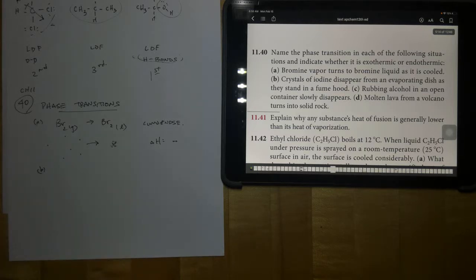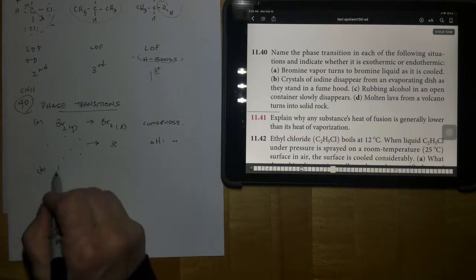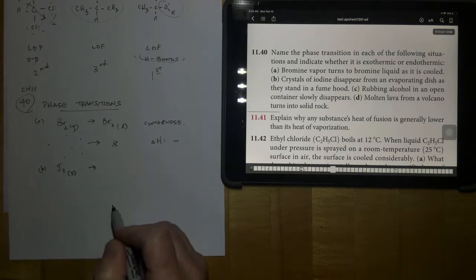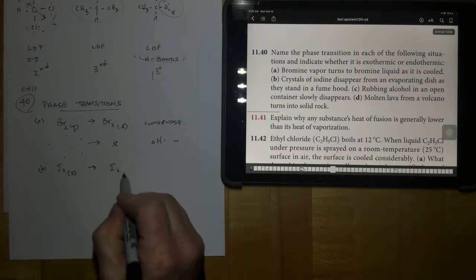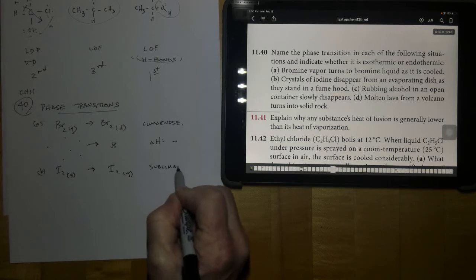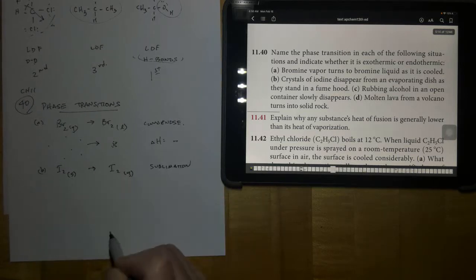Letter B, crystals of iodine. So we've got iodine and it's a solid because it says it's crystals, disappear from an evaporating dish, and so it goes to I2 gas, and so this is called sublimation, where it goes from a solid directly to a gas.